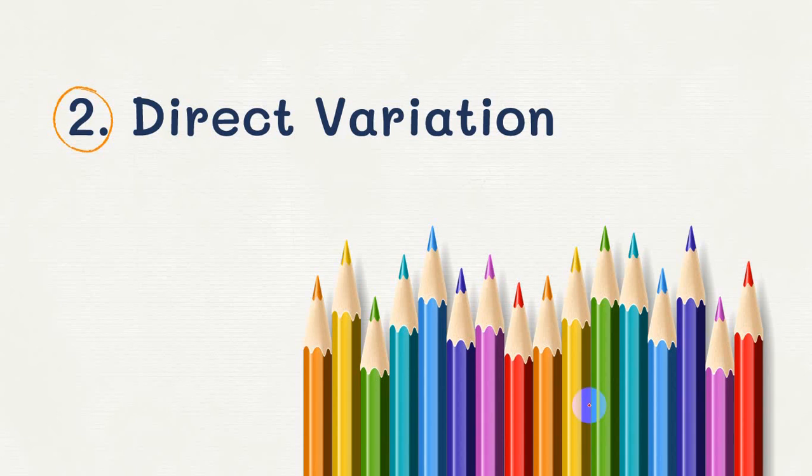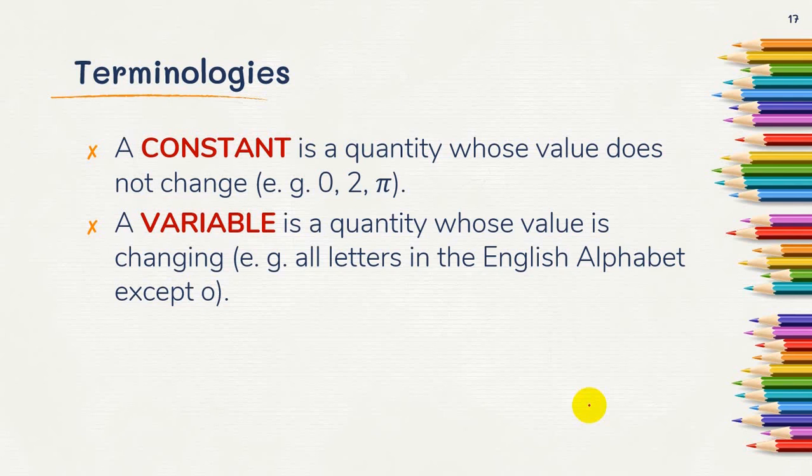We will now be having direct variation. But before that, what is variation? Variation is the change between two quantities, or the relationship of the changes between two quantities. It comes from the word vary, which means there are changes.